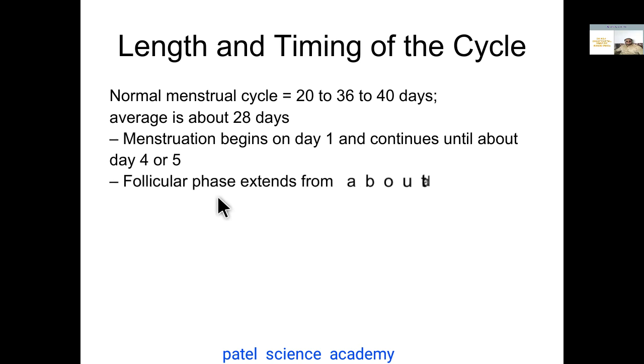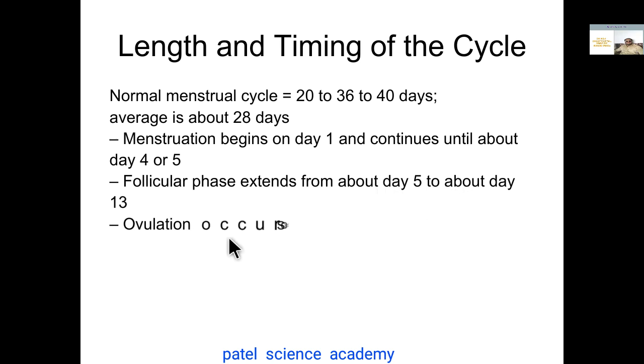Then what about the second phase, the follicular phase? It is called the follicular phase or proliferative phase. It extends from about day 5 to about day 13. So the second phase is from day 5 to day 13.